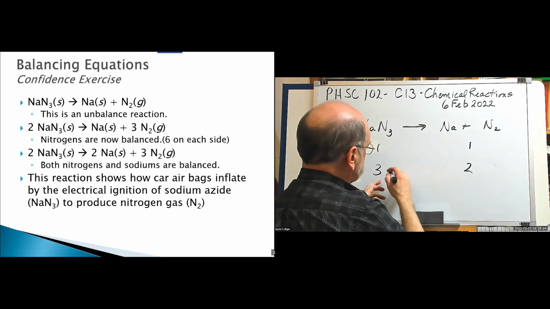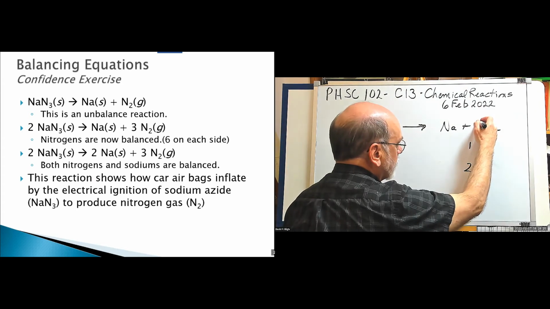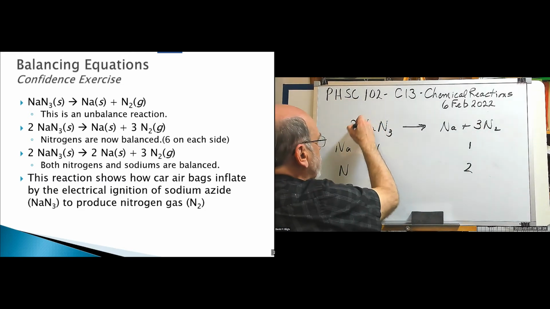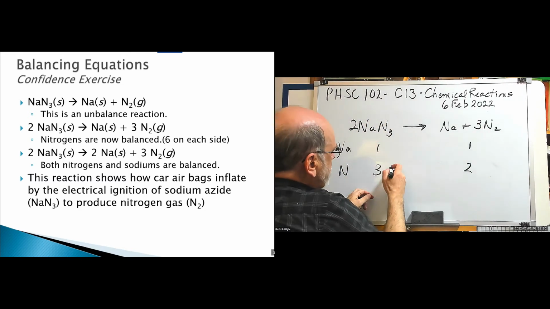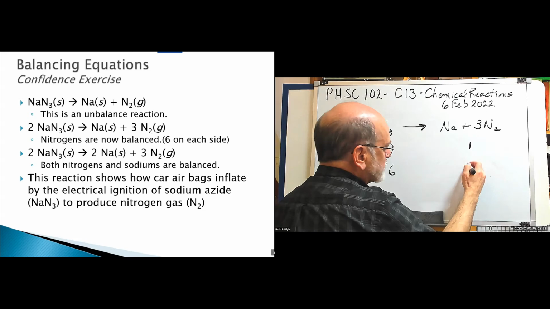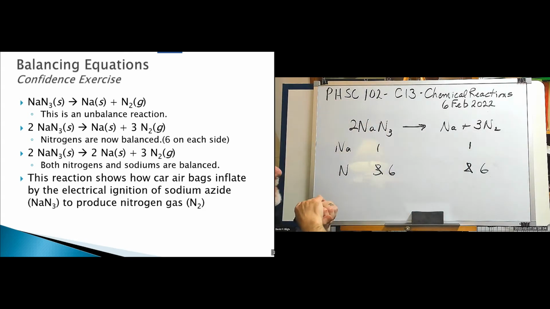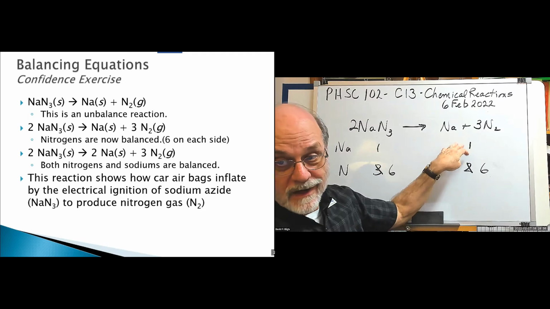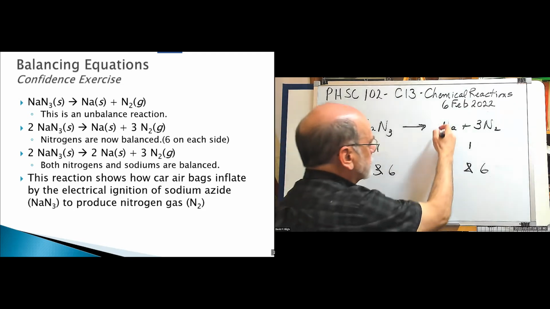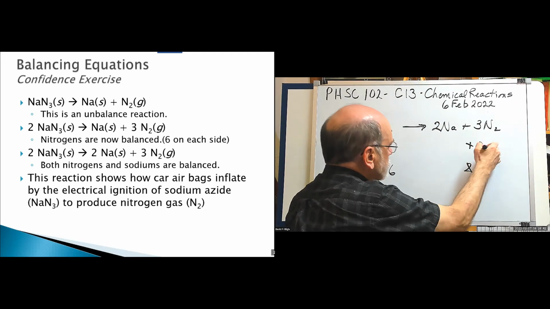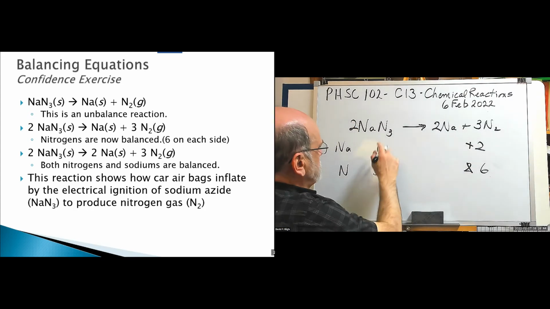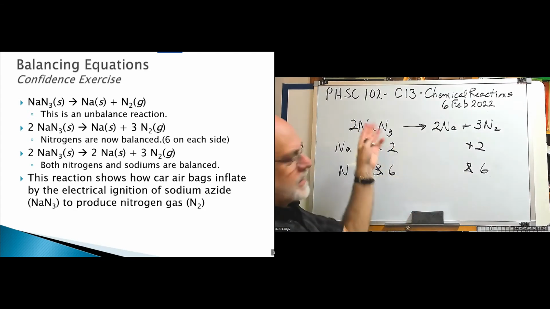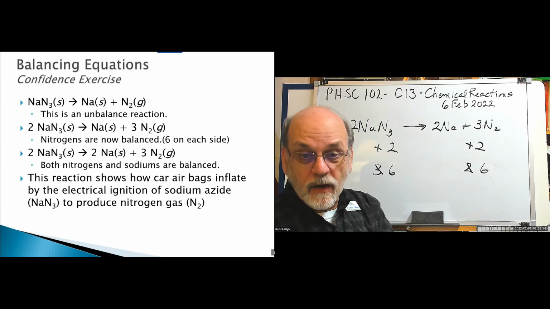So if we put that 3 over here and this 2 over here, what will happen? Right? This is already balanced. So if we put a 3 over here and a 2 over here, that makes 6 nitrogens and 6 nitrogens. Okay. And now sodium is off by itself. We saved that one till last. So now we have 2 sodium. 2, 2. And oh, this one's also 2. Forgot to change that one. So now we're balanced.